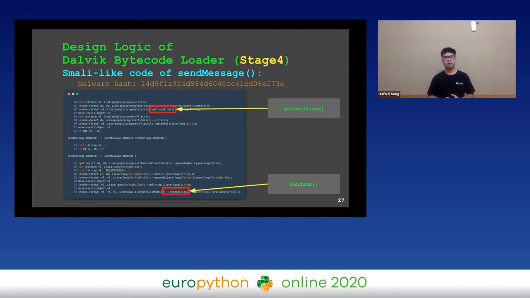And after we find the mutual parent function, we will scan through the smali-like code of the mutual parent function and check which function is called first. So this is the smali-like code of send message. We can see that getLocation is called first to get the location data of the cell phone. And then sendSMS is called to send out the location data.